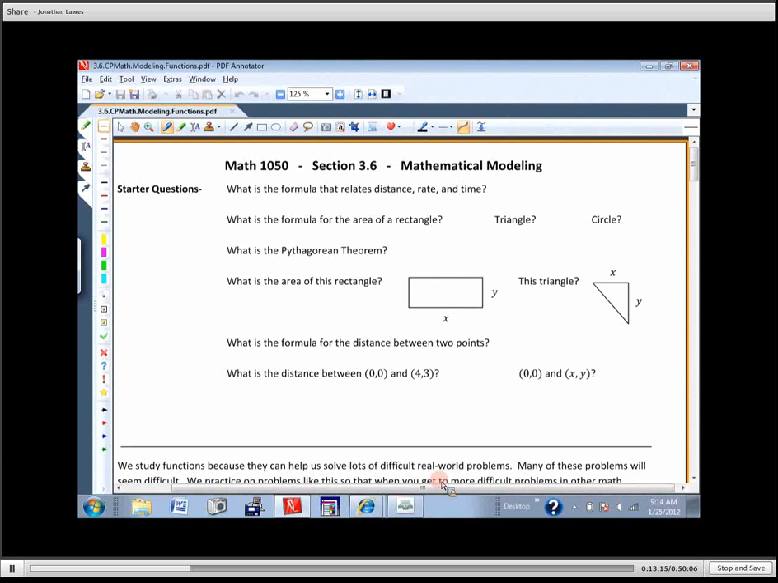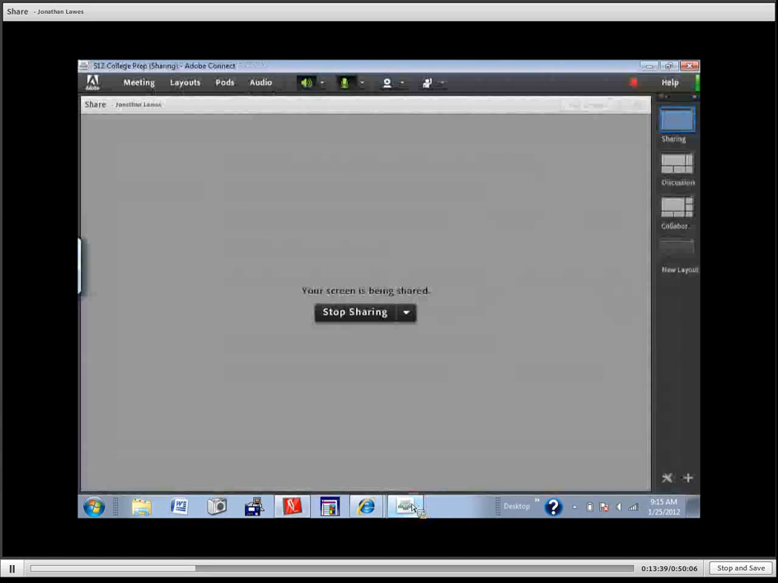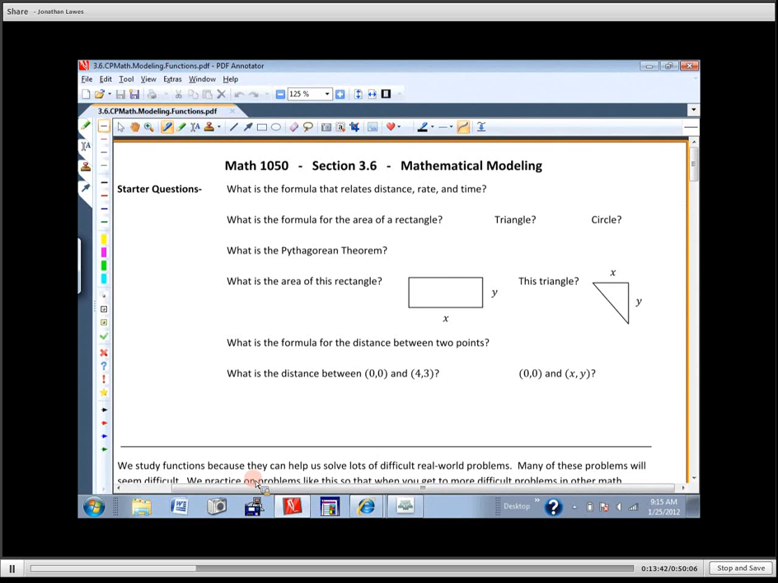Okay. This is a pretty extensive starter question. There's a whole bunch of them there. I want you to just look at that for a second. If you absolutely for sure know the right answer to those, you can go ahead and write them down. If you're not sure, we're going to make sure you're sure in just a minute. So go ahead and scan through there. If you know what the answers are, write them down.